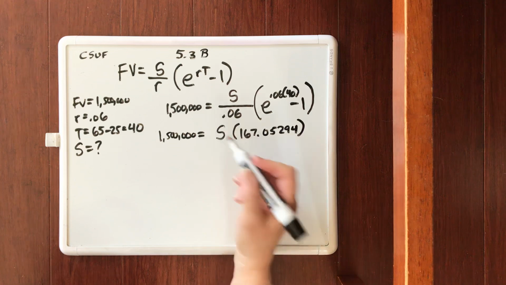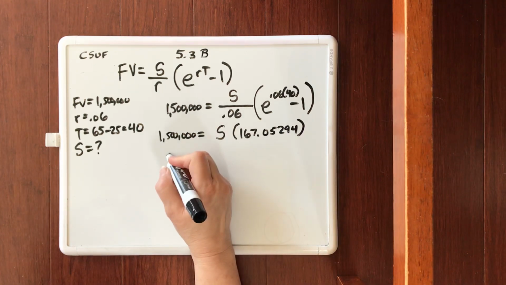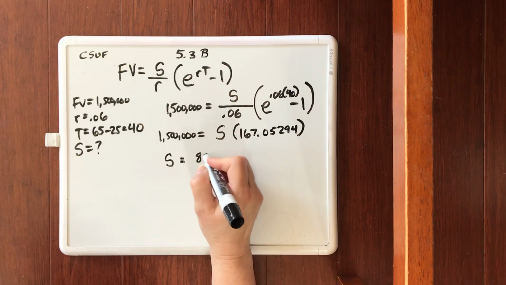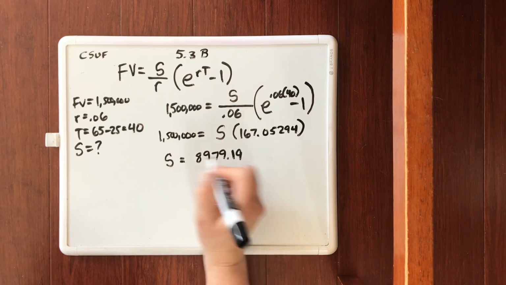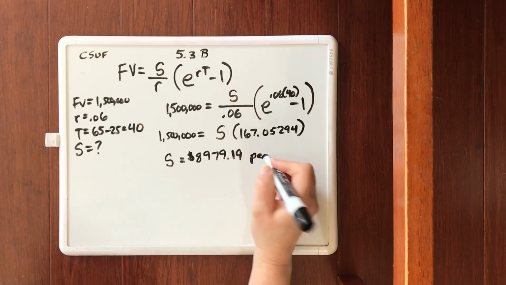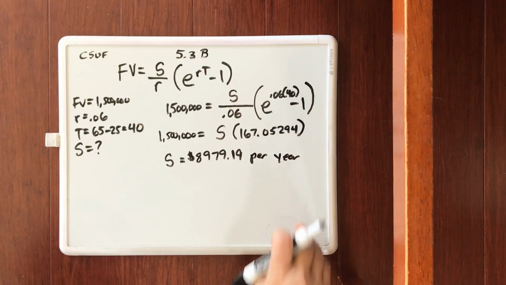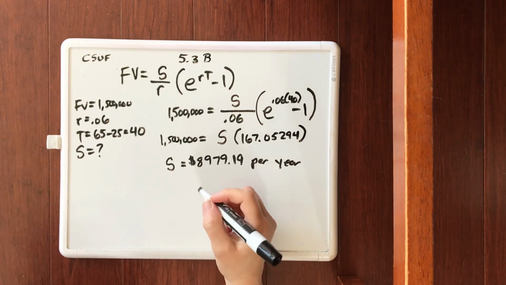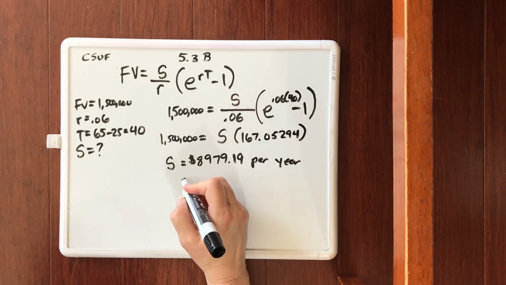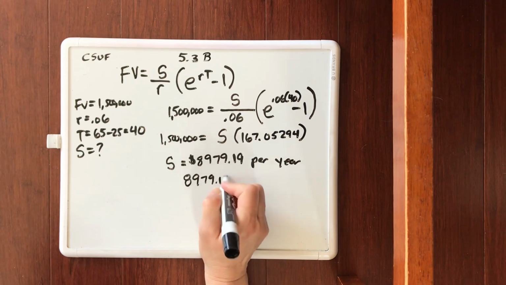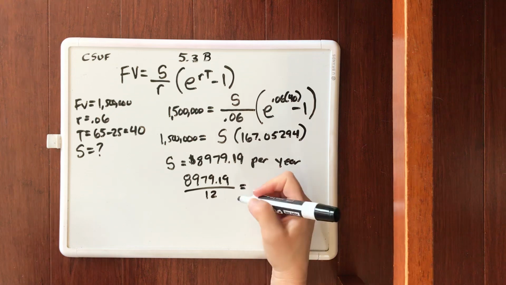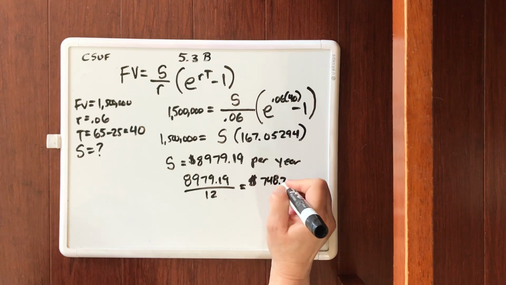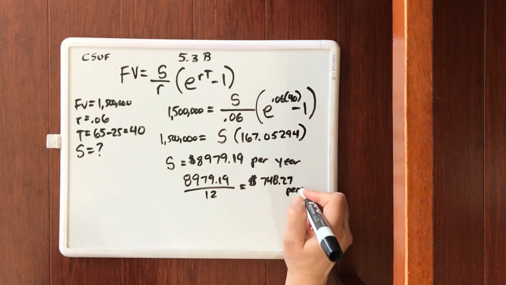Okay, how do we solve for S? Correct, we divide by both sides, and we get S equals 8979.19 per year. Okay, so is that our answer? No, we want to know how much per month, right? So we're going to take that and we're going to divide that by 12. And that means that we would have to pay for 40 years $748.27 per month.